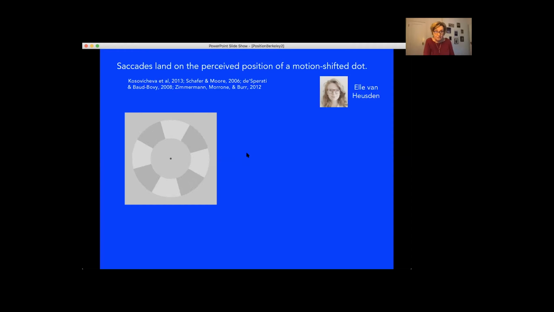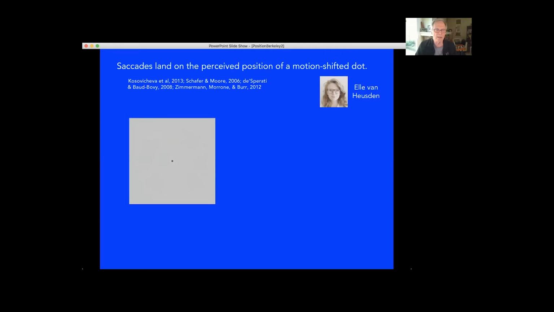They asked people to judge the perceptual offset of the flash on the moving background and compare it to the saccades. Now, we already know from Anna Kosovicheva, along with David Whitney, and Schaefer and Moore, and Der Sperati, and Zimmerman, Moore, and Burr, that when you have a flash grab or the motion drag, the de Valois effect, the saccades do agree with the illusion. You get the same amount of saccade shift as you get an illusory shift.